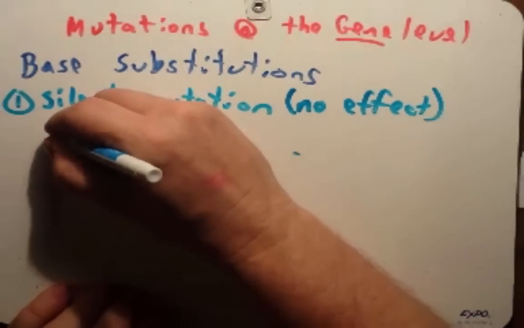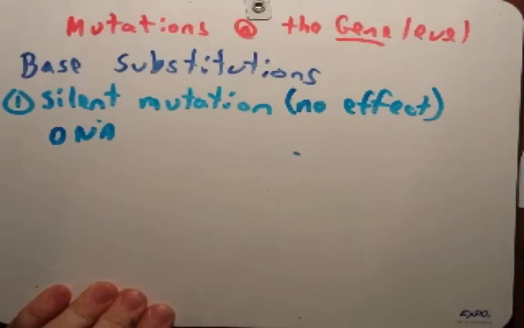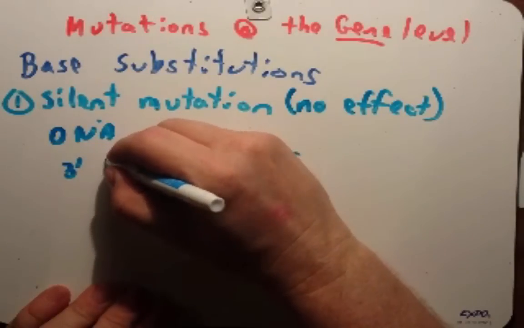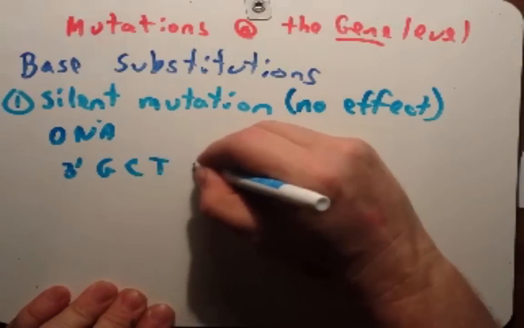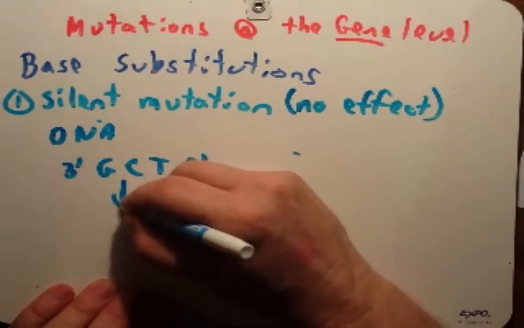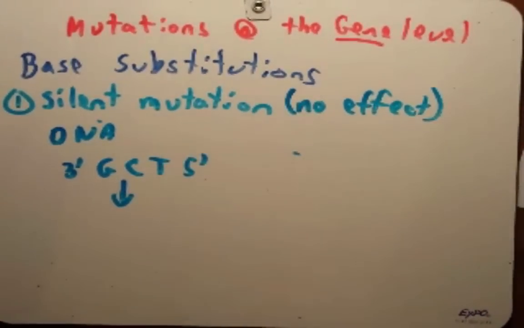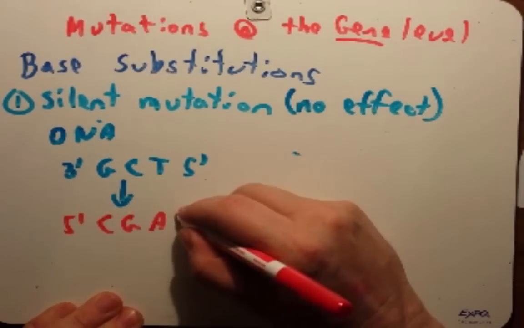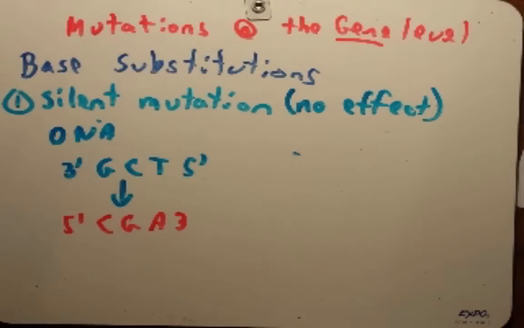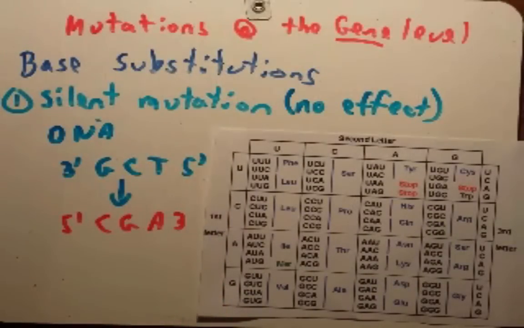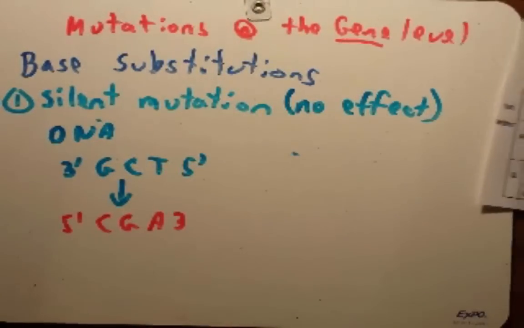Alright, so let's go ahead and look at this silent mutation, and let's look at the DNA. And the DNA is GCT, and I've drawn it using the template strand because that's how it's going to be read during transcription. As it's transcribed, we're going to make this following RNA, 5' CGA. And if you look at our code, and we'll put one over here real quick, you can see that a CGA is over here. CGA is arginine. So this is going to make an arginine.